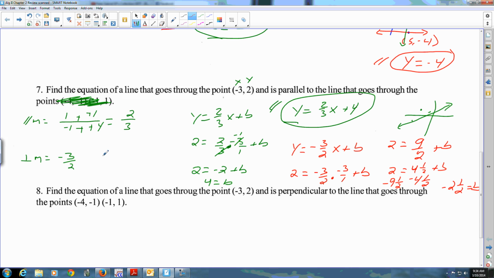So the final answer, since I'm kind of running out of room, the perpendicular line is equal to y is equal to, where did it go? Negative 3/2 x minus 2.5. Okay, so that would be the equation for the perpendicular line.